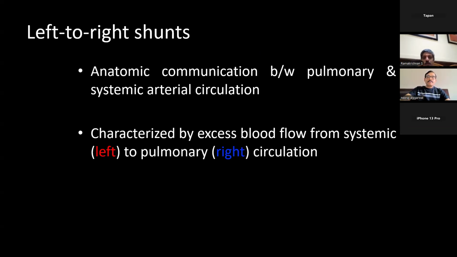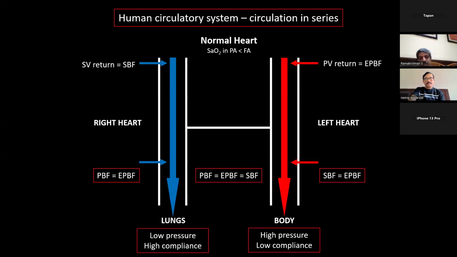So what is left to right shunt? Left to right shunt is a communication between any part of the pulmonary and the systemic arterial circulation. Any communication between the left side of the heart and the right side of the circulation is called left to right shunts. They are characterized by excess flow from the left side to the pulmonary circulation, which is on the right side. So this is a simple schematic diagram that says, okay, the SVC return comes.